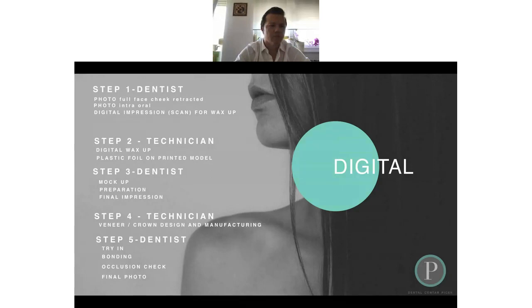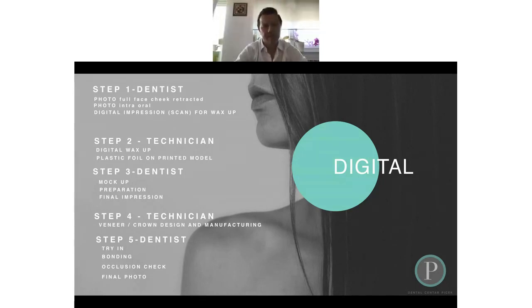When we see that we are satisfied with the form, and the patient is also satisfied with how he looks, we start the preparation, and now we do the final scan and send it to the dental technician. After that, veneers or crowns will be manufactured, and step 5 will be the same as in the analog way.